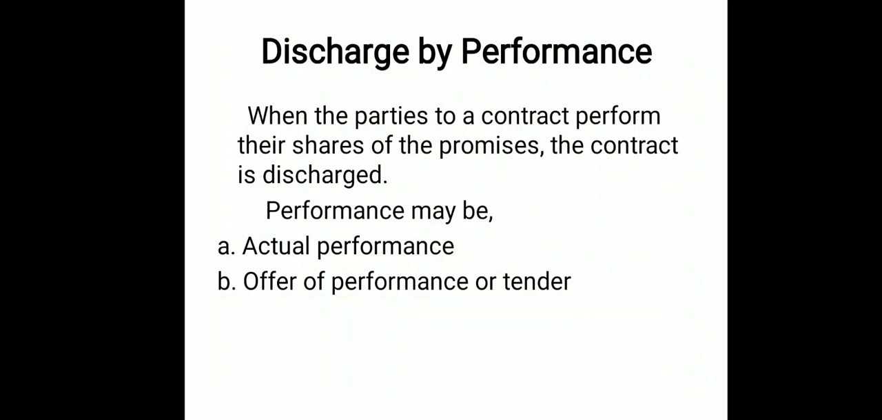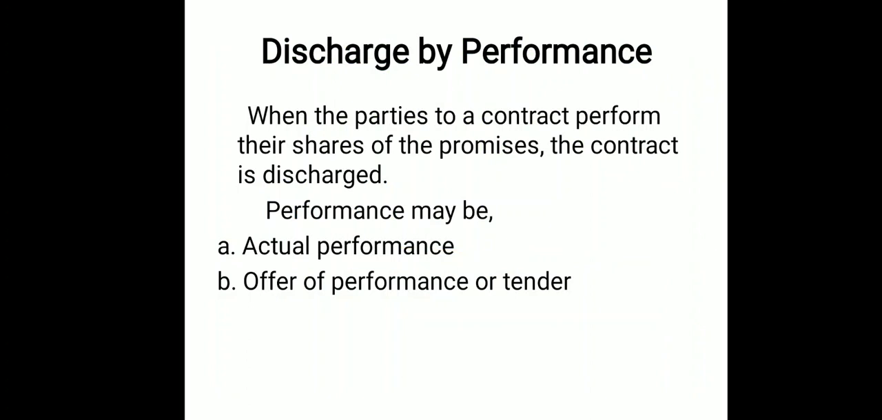Very first we have discharge by performance. Very simple: when the parties to a contract perform their shares of promises, the contract is discharged. Whenever parties enter into a contract, both have some rights and some obligations to perform. When both parties perform their part of obligations and enjoy their part of rights, performance is completed and the contract gets discharged, terminated. The contract will come to an end.